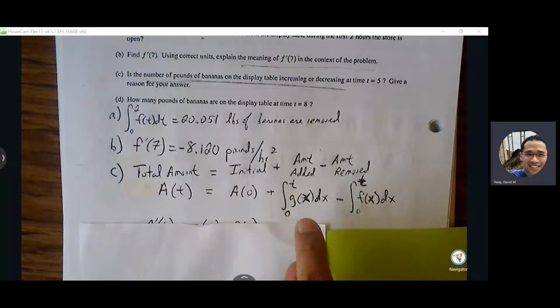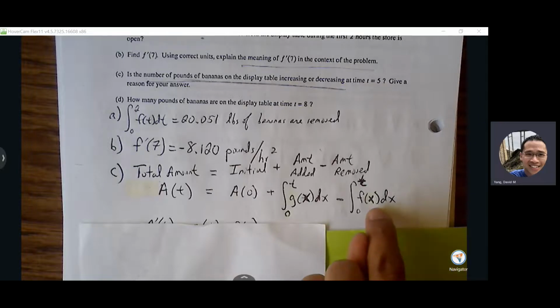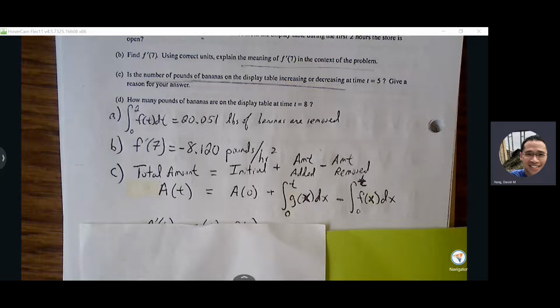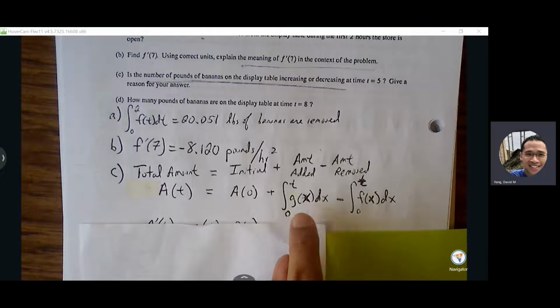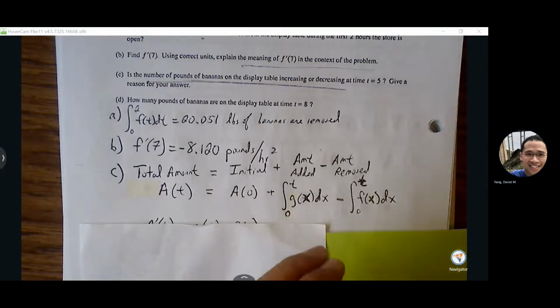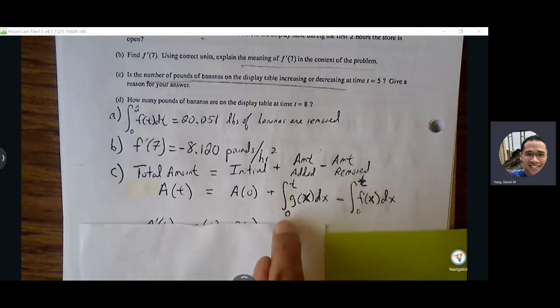Good. So as soon as customers enter the grocery store, this will start getting activated, right? Because customers will begin taking bananas off the display table. But are employees going to start adding bananas to the display table as soon as the store opens?